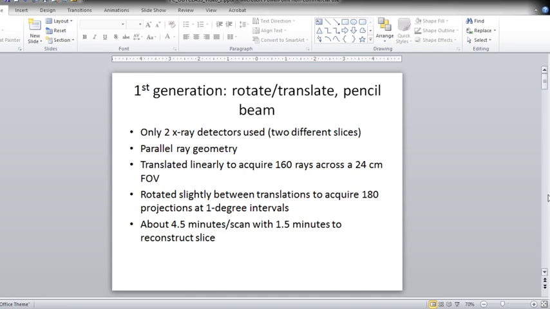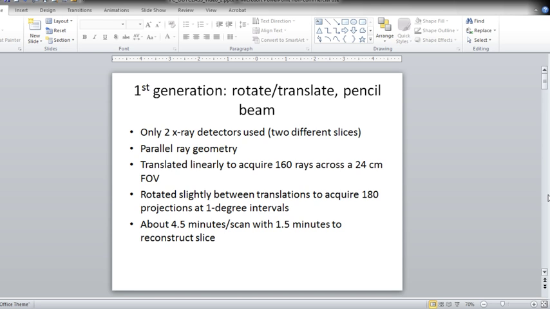So today we are going to discuss the generations of the CT. In the first generation CT, the source we are using is a pencil beam, and the detector is only two X-ray detectors. The movement is a parallel ray geometrical movement of the X-ray source and the detector.